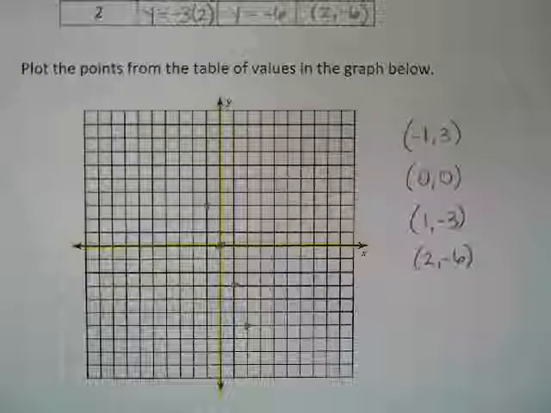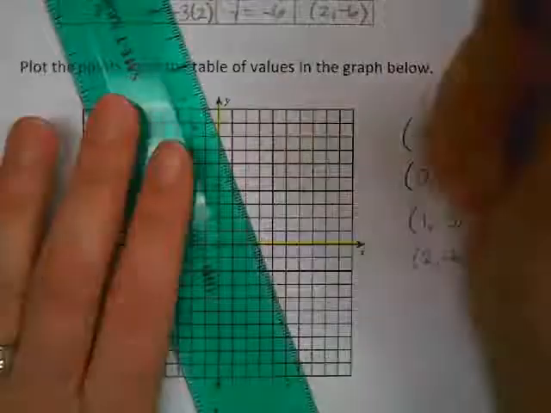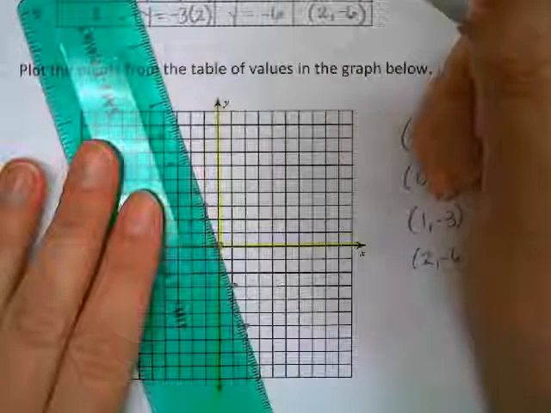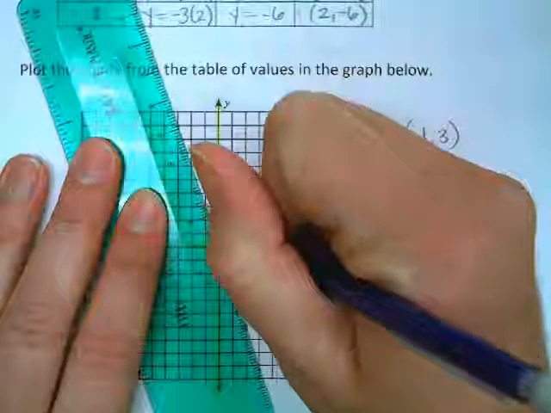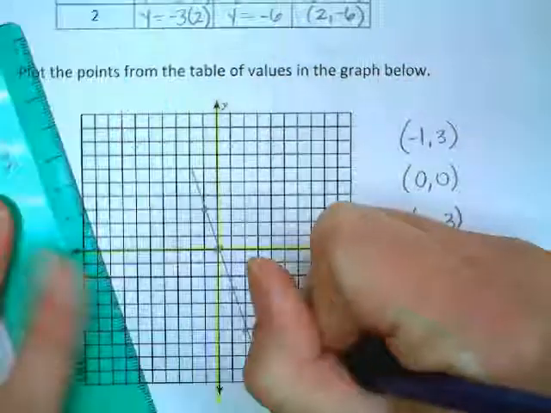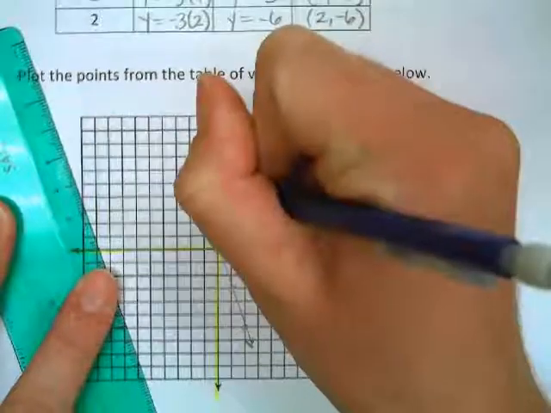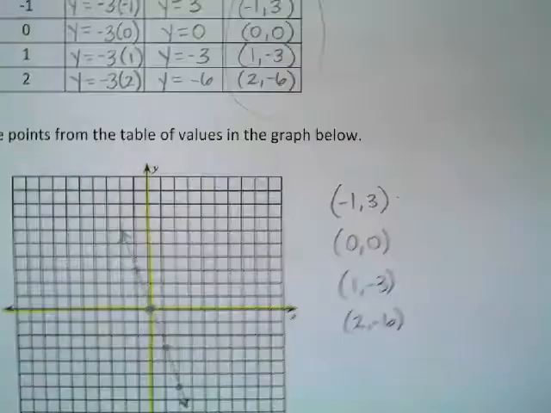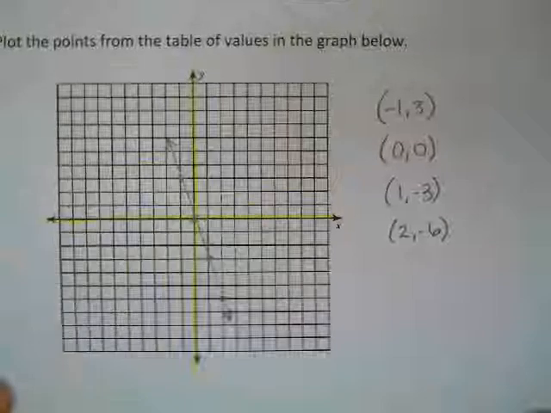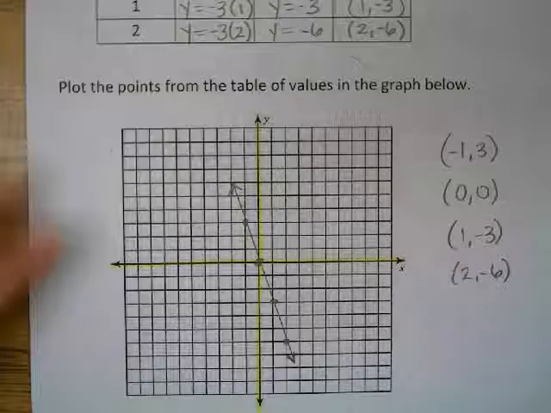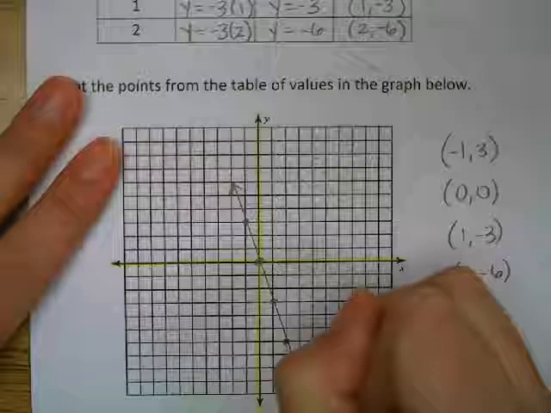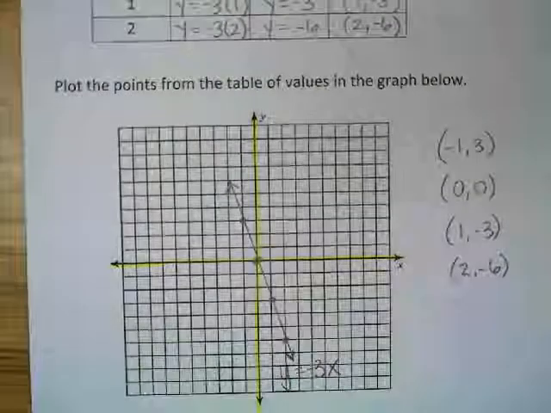You'll see that those points form a straight line, hence linear. So you're going to go ahead and connect them and put an arrow at the end of each line. So there you go. That is the graph of y equals negative 3x.